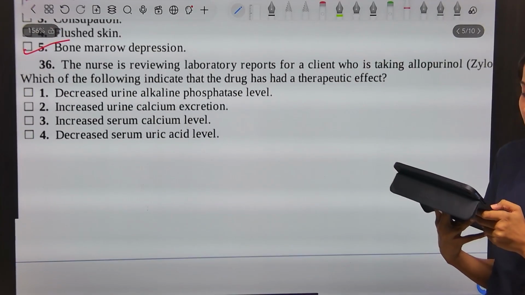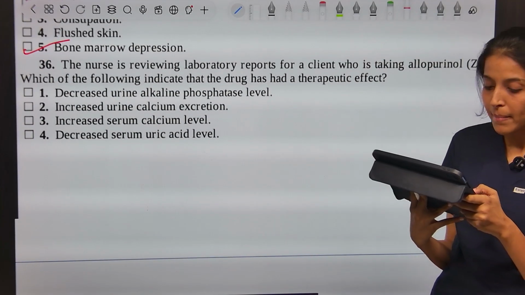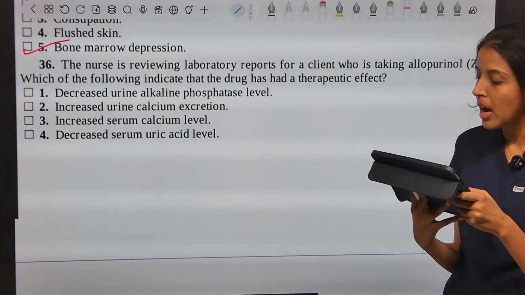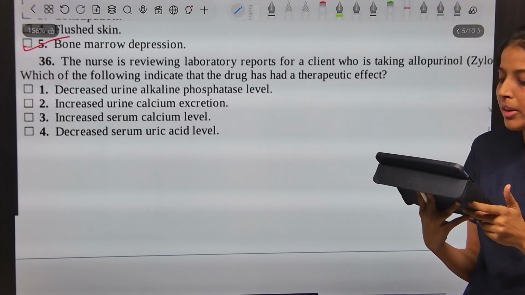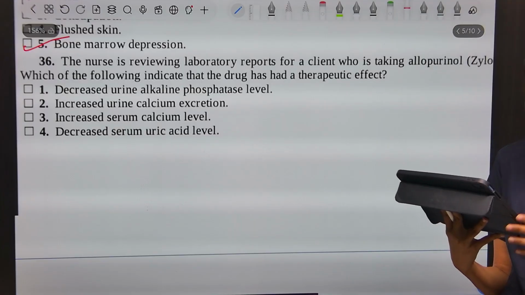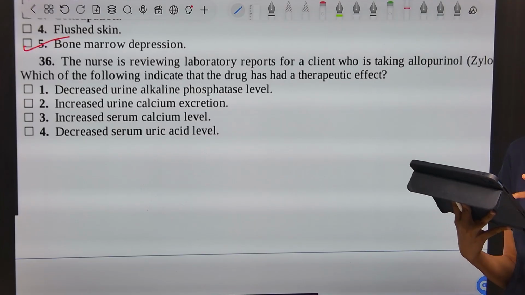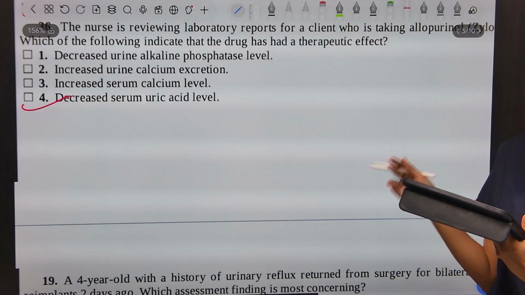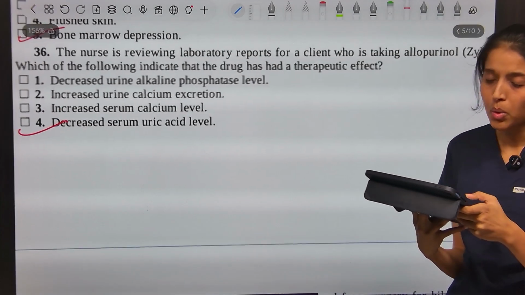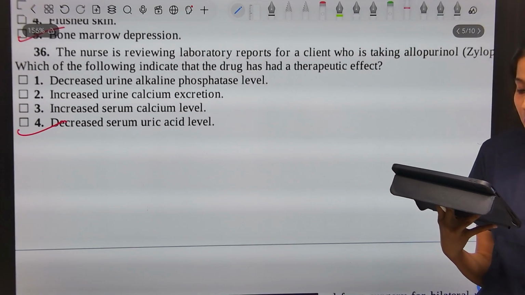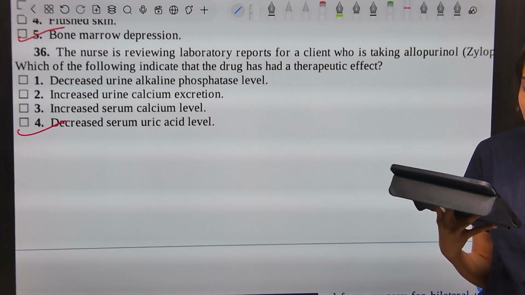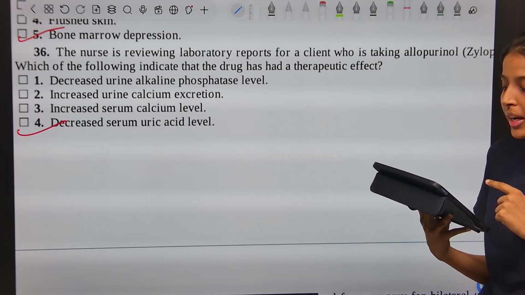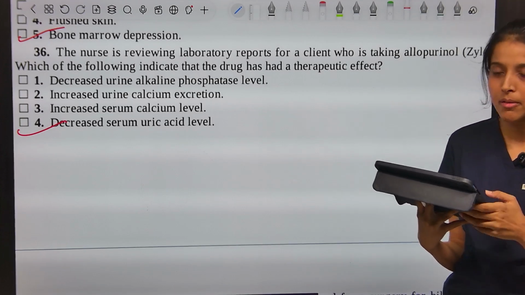Now question number 36 is on the screen. The nurse is reviewing laboratory reports for the client who is taking allopurinol. Which of the following indicates the drug has a therapeutic effect? The right answer will be answer number 4, because kidney stones, renal calculi, are caused by increased uric acid. So this drug will decrease the uric acid level, so it indicates it has a good therapeutic effect.